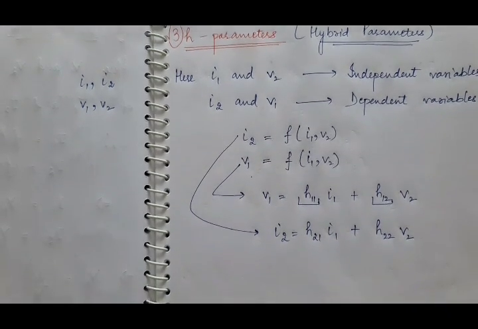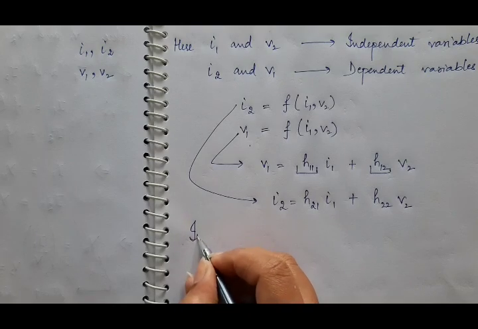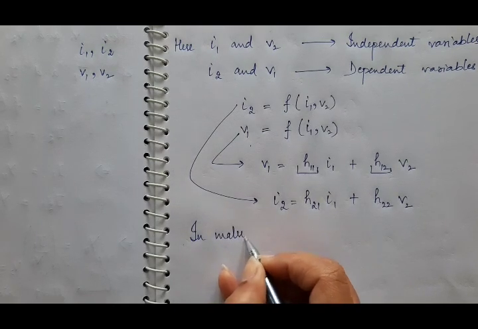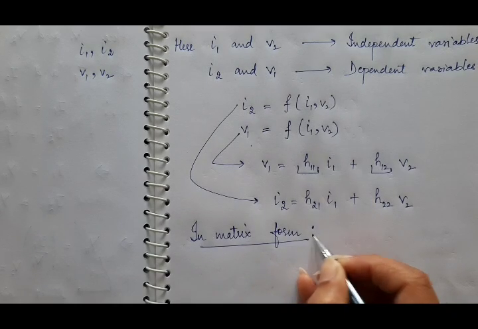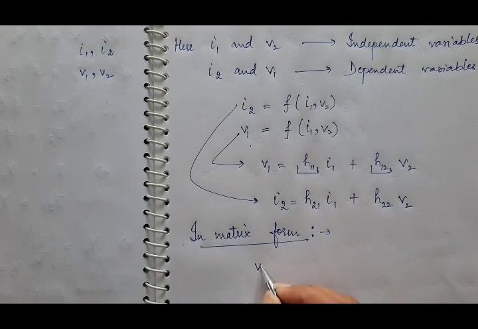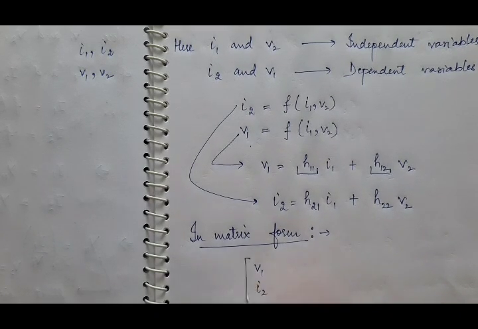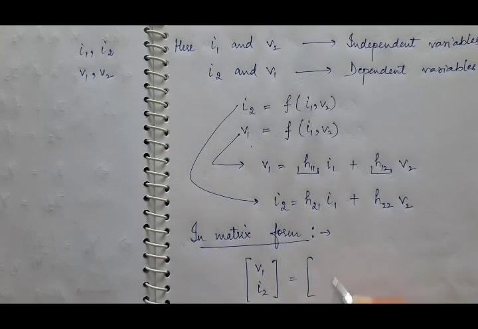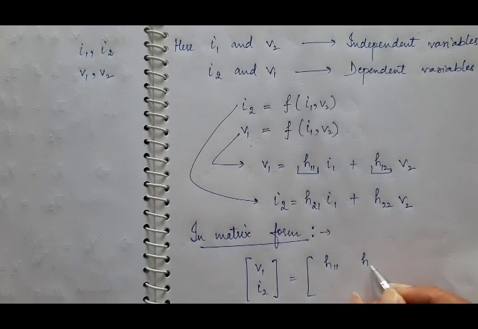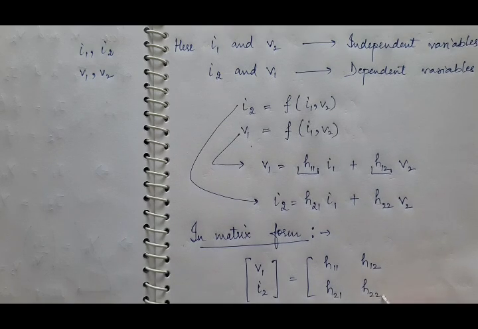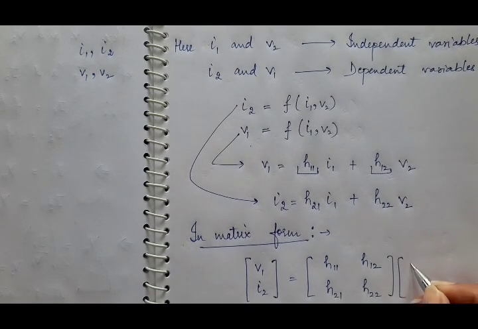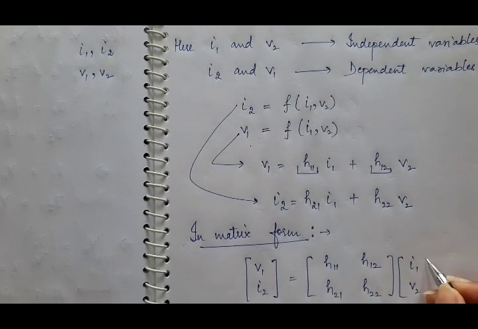And we can also write it in matrix form. So in matrix form, it will be V1, I2 equal to the matrix H11 H12, H21 H22, multiplied by I1, V2.